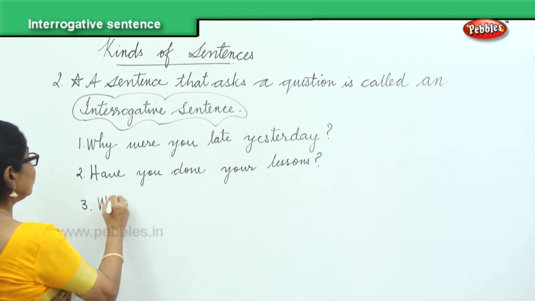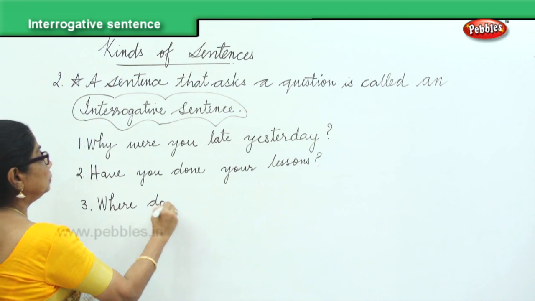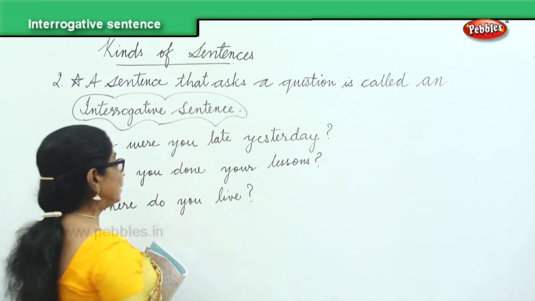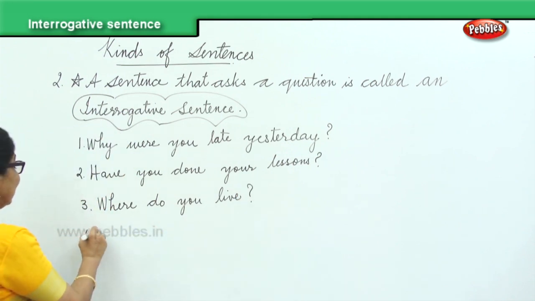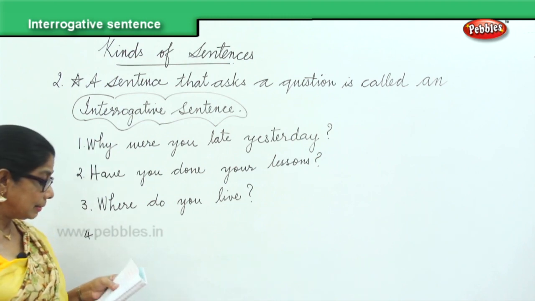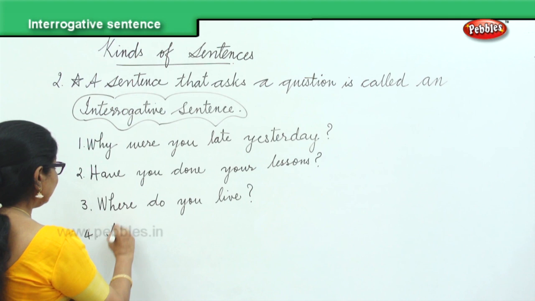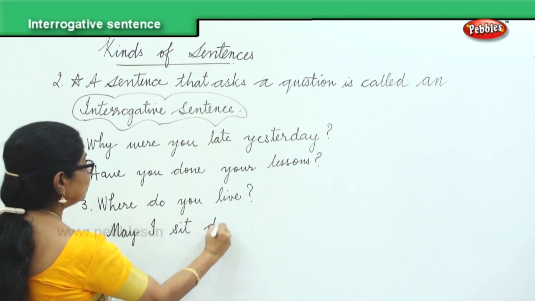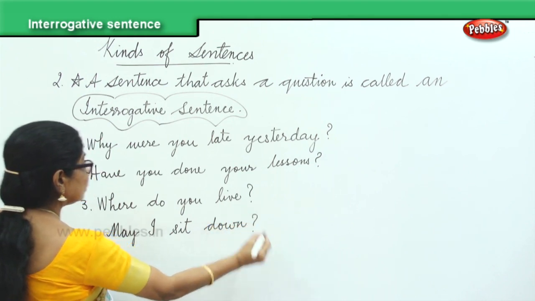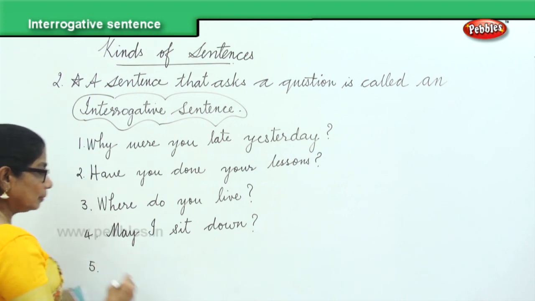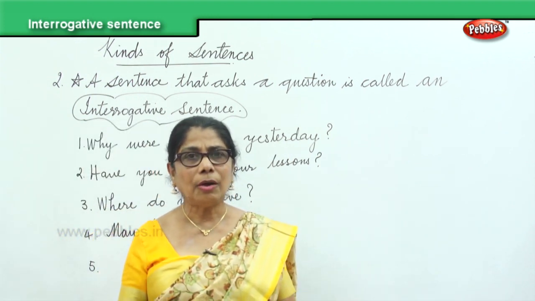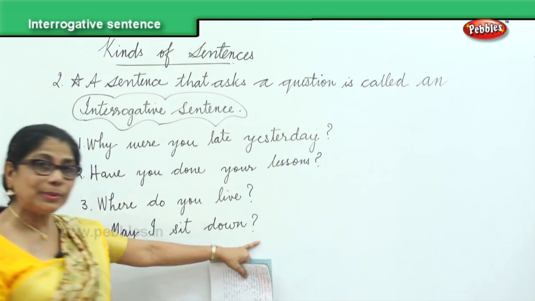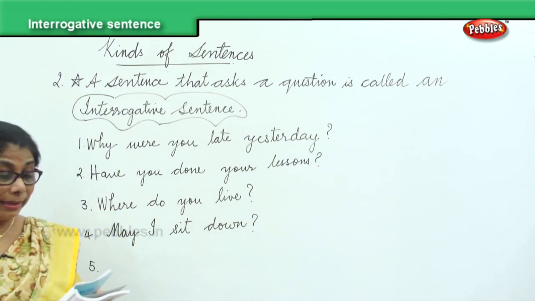Where do you live? Again, ends with a question mark, begins with a capital letter, and that's called an interrogative sentence. May I sit down? Teacher will make you stand in the class. What will you ask? May I sit down? Or you go somewhere to somebody's house. May I sit down? Interrogative sentence ends with a question mark, begins with a capital letter.